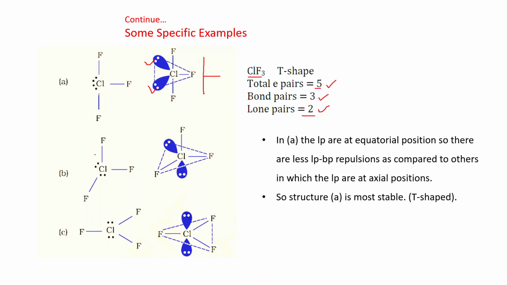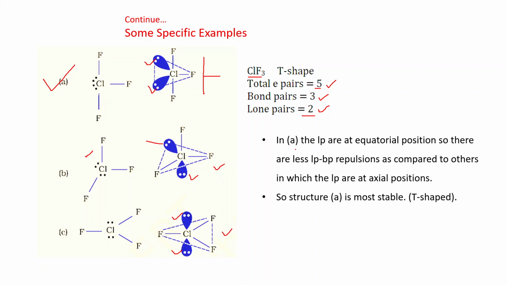Now in this structure you can see one lone pair is at equatorial position and one is at axial position. Repulsion is more, that's why less stable. Now in this case, these 2 lone pairs of electrons are at axial position. Again, more repulsion is there. That's why this is again least stable. The most stable structure is this one. That's why ClF3 has T shape.